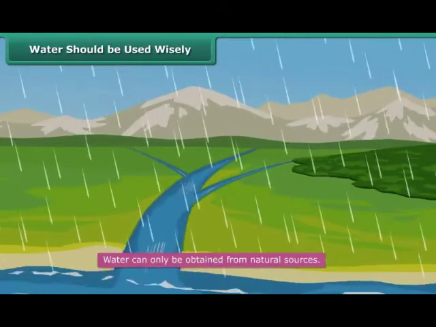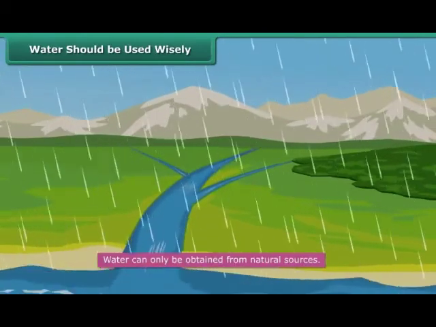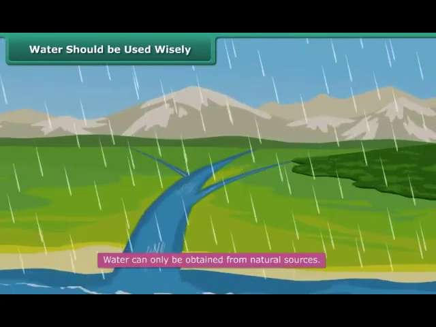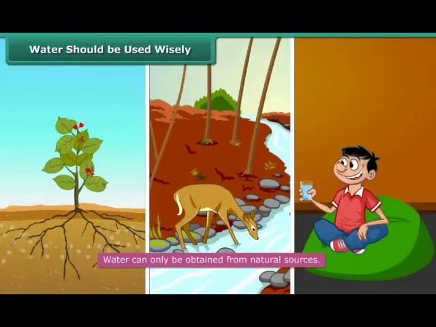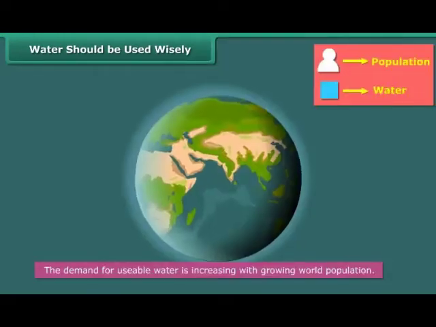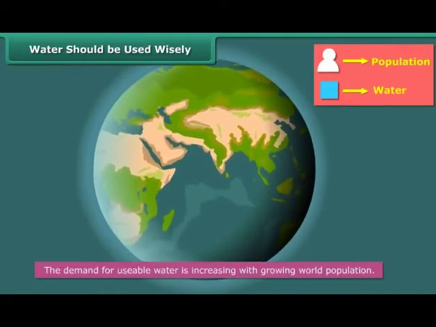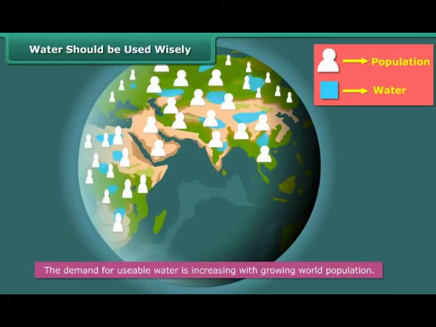Water can be obtained from natural sources only. A very small fraction of the total water available on Earth is fit for use by plants, animals, and humans. The demand for usable water is increasing with rising population. As a result, the shortage of water is acute in various parts of the world. The scarcity is only likely to worsen in the coming years. So, we, as responsible inhabitants of Mother Earth, must conserve water and use it judiciously.